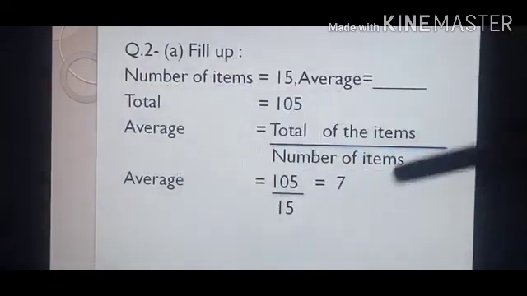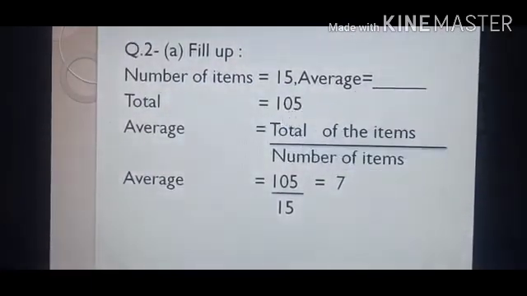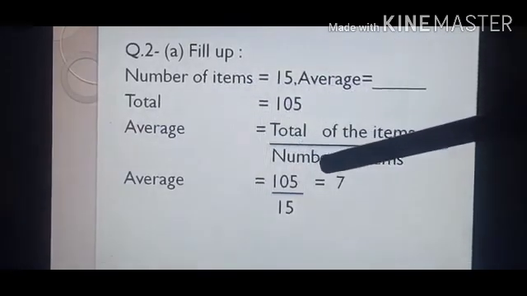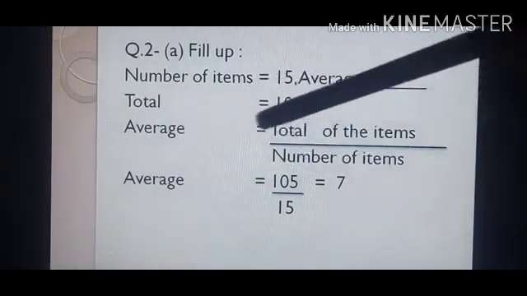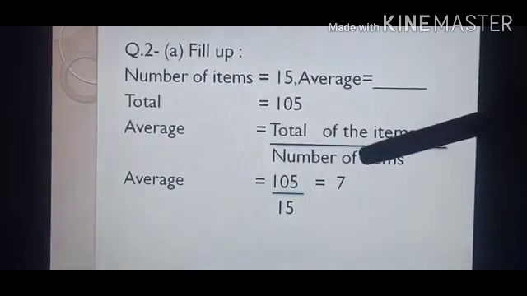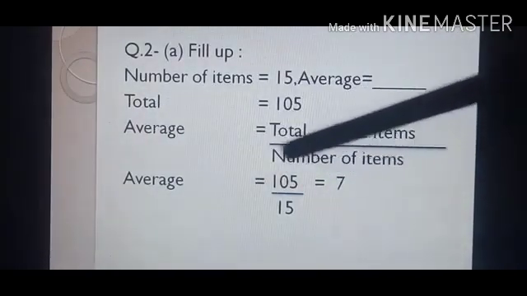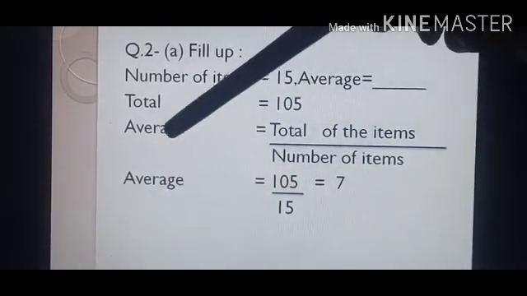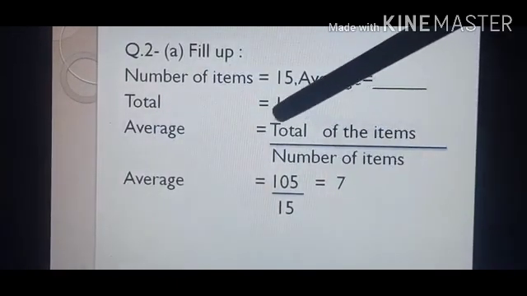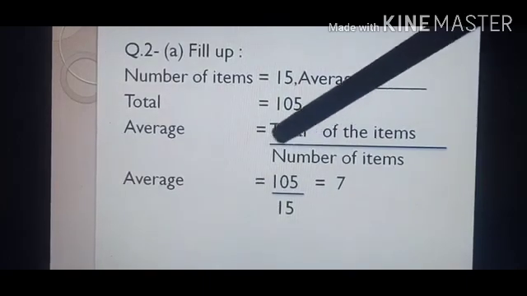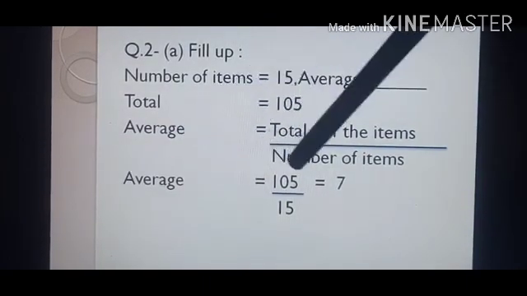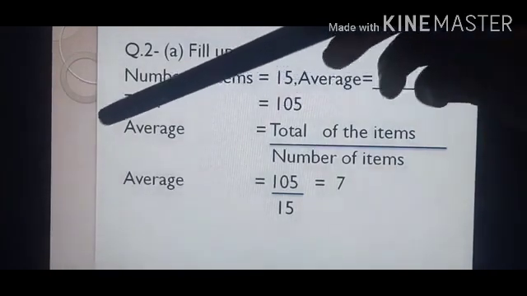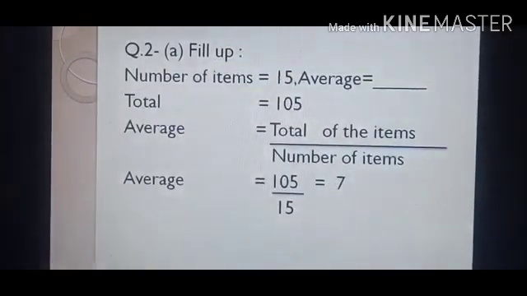If you have learned this formula, average is equal to total upon number of items, then you can find out total is equal to average multiplied by number of items. Number of items is equal to total divided by average. We can do shifting. Both the terms will interchange. Number of items will shift here, average will come here. And when we are calculating total, then total is equal to average multiplied by number of items. So only on this single formula the whole exercise is based.